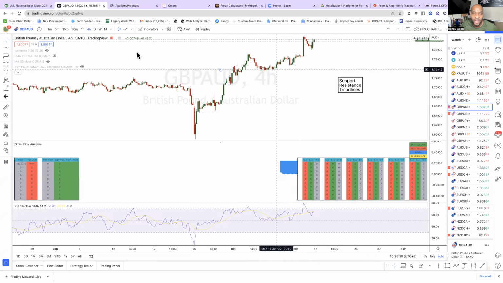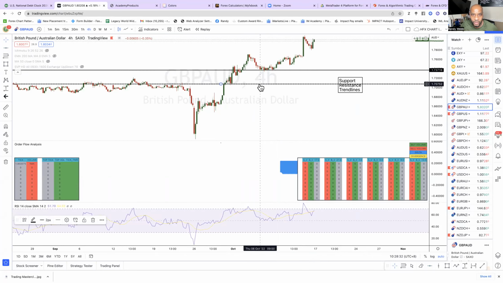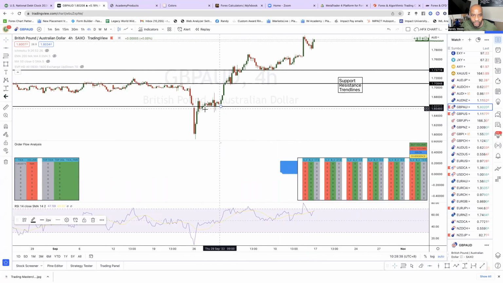So we first identify our support zone. I would do something like this. There goes support. There goes support, because price rejected off there or bounced off it. There goes support. You see a gap there. We'll talk about that. There goes support.